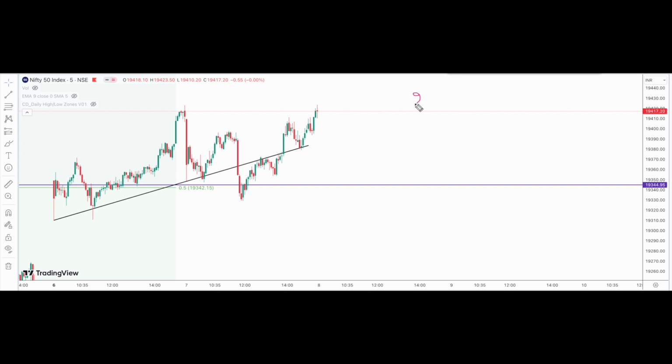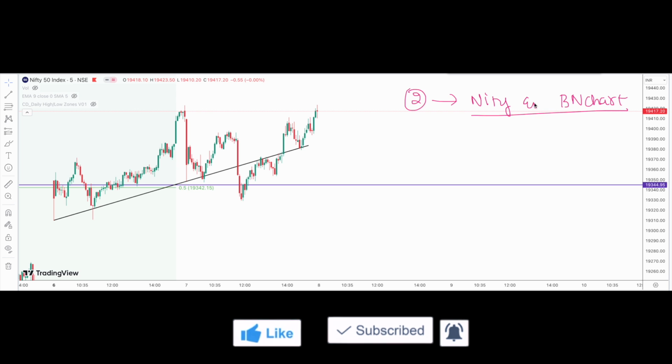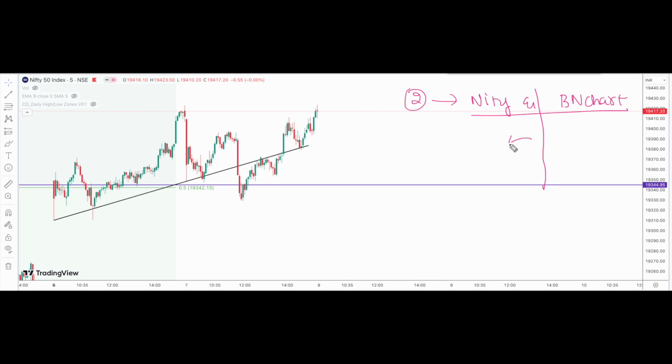Now, the second important skill which I consider all intraday traders have to learn is simultaneously watching both the Nifty and Bank Nifty charts. This means either you can keep the Nifty chart on the left side and the Bank Nifty chart on the right side. Simultaneously you need to look at both the charts. This is also called parallel watching. Now I'll give you a quick example as to why we need to do this.